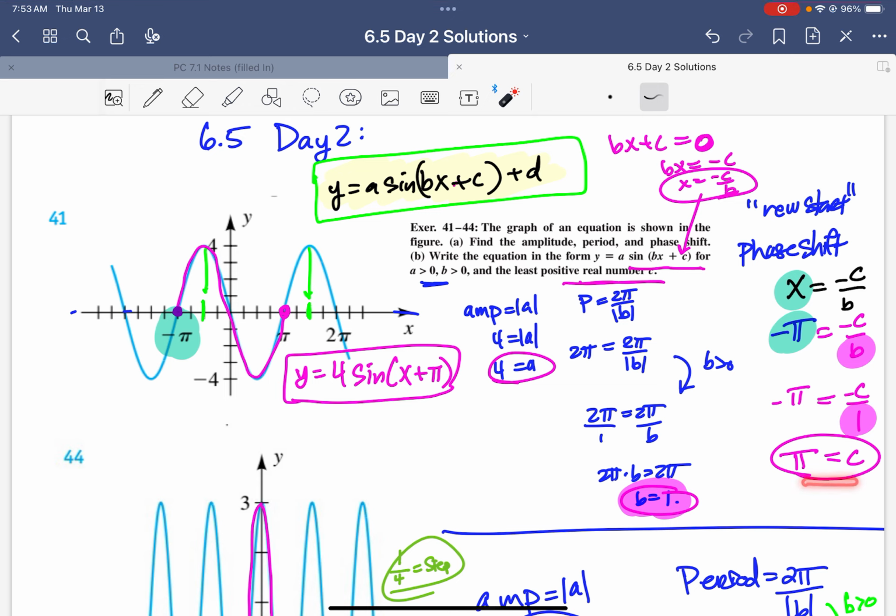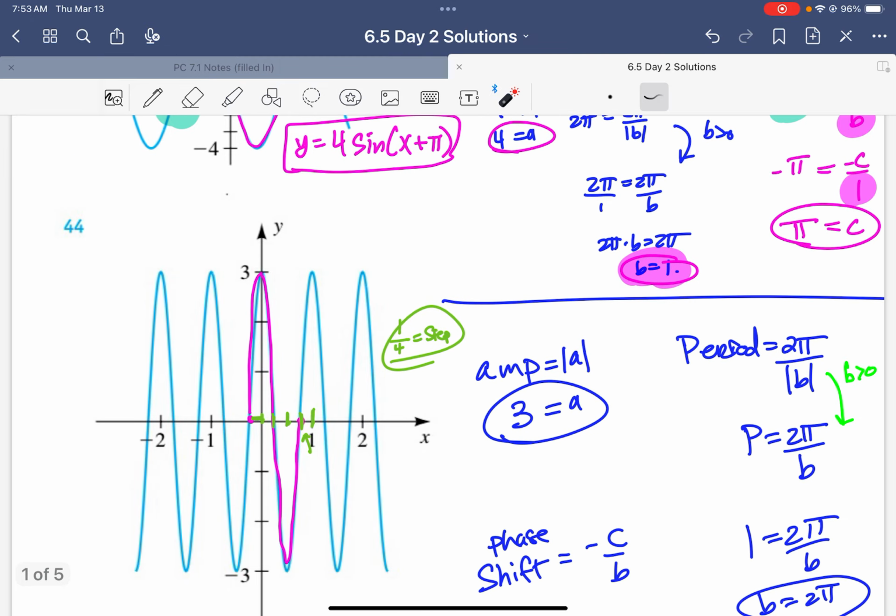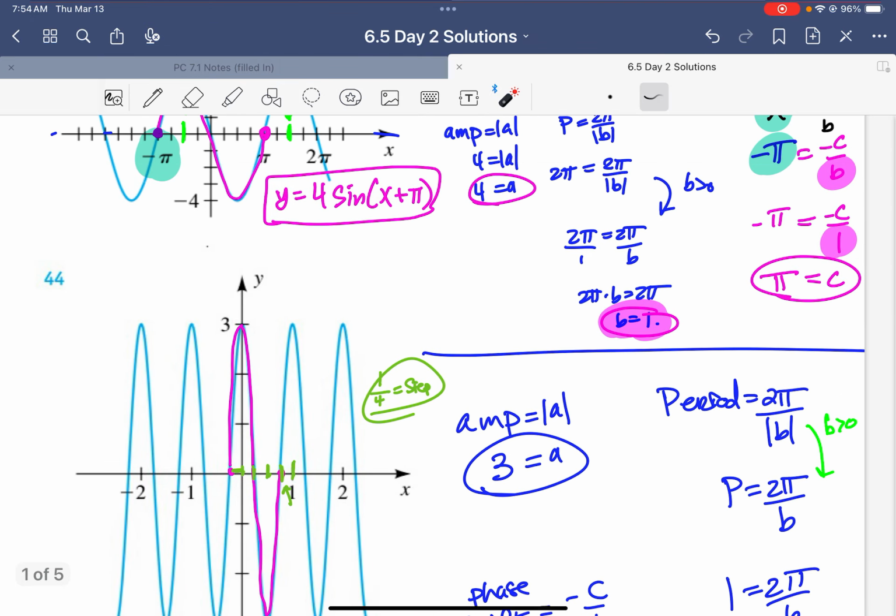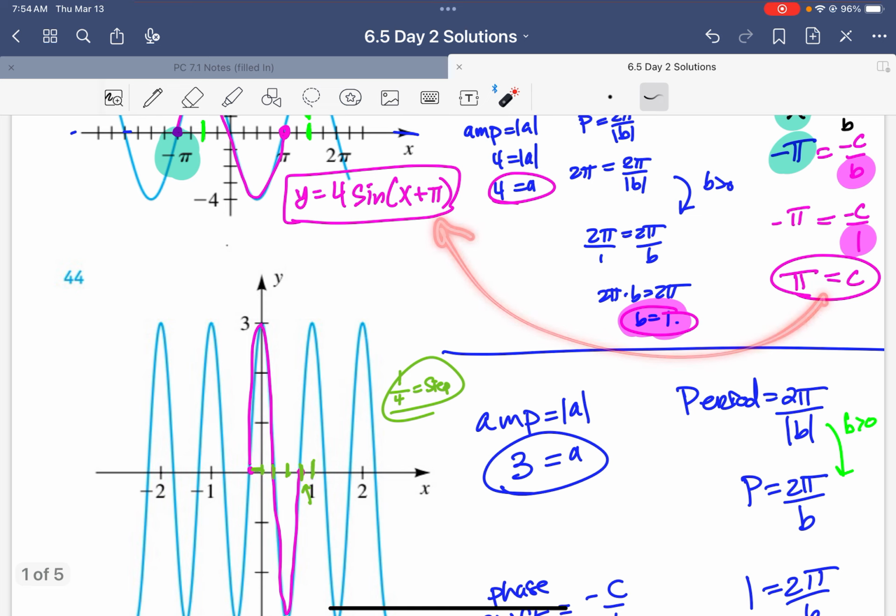So here, where does this thing start, the new starting value? It looks like the first place to the left of 0 where we begin our cycle is at negative pi. So negative pi is equal to negative c over b. So solving, we already knew that b was equal to 1, so we get c is equal to pi. Similar sort of thing for the other one. So that's why c goes there, and that's our equation.